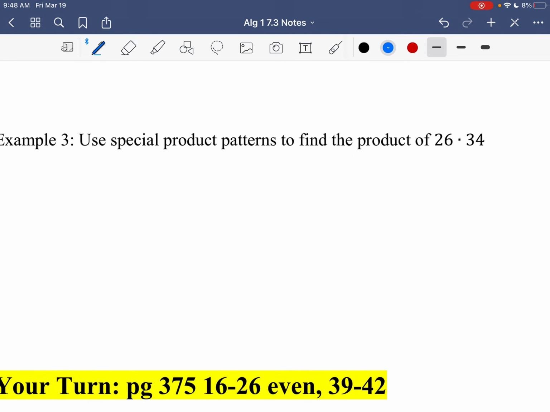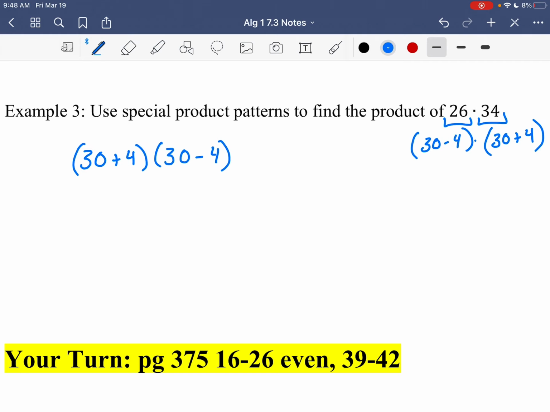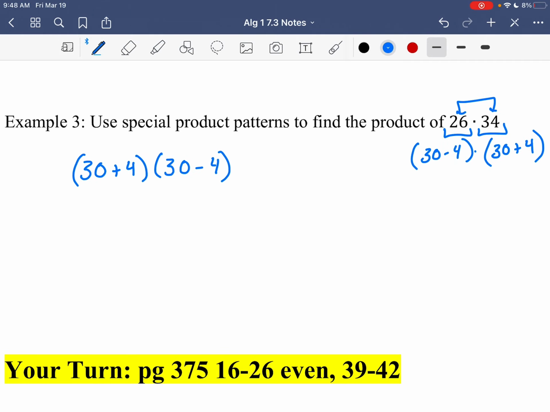Okay, next one. Special product patterns can be used to do some mental math. Here, if I was taking 26 times 34. One thing to notice is 26 is 4 less than 30, and 34 is 4 more than 30. So really, I'm taking 30 minus 4 times 30 plus 4, or 30 plus 4 times 30 minus 4 if we flip them over, which we can do with multiplication. I can flip these around. So this is actually that sum and difference pattern.